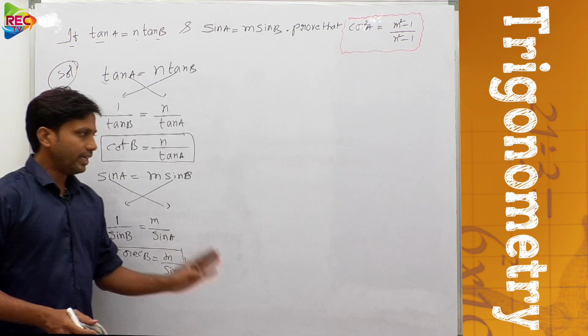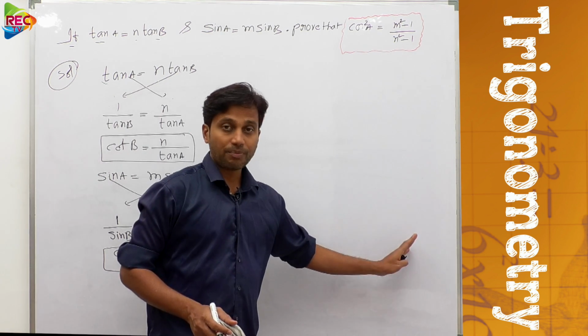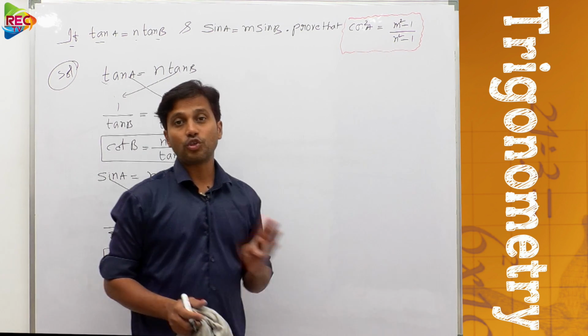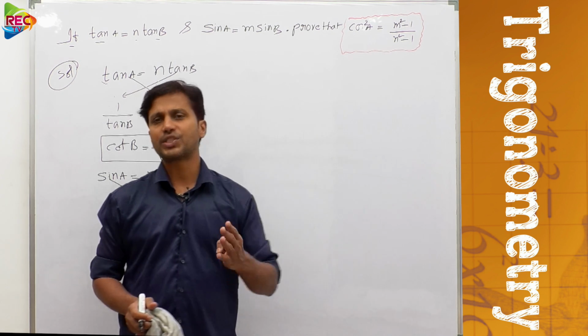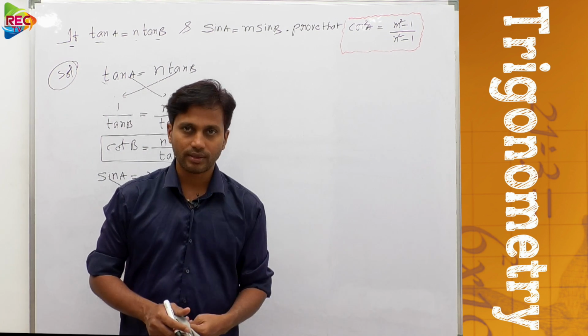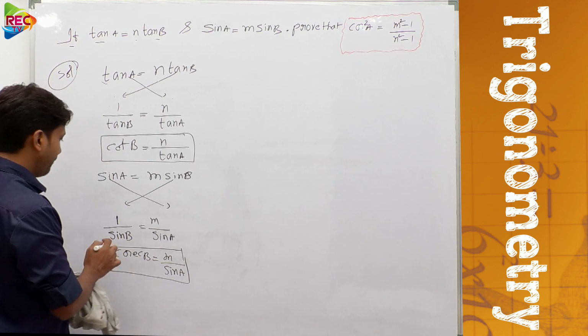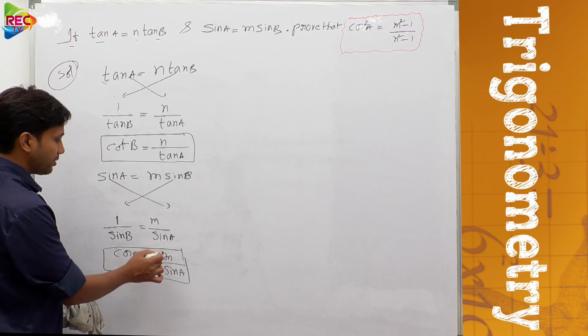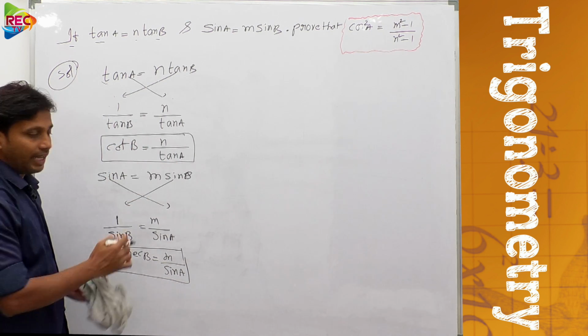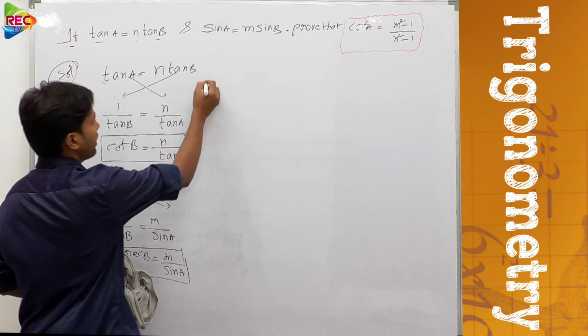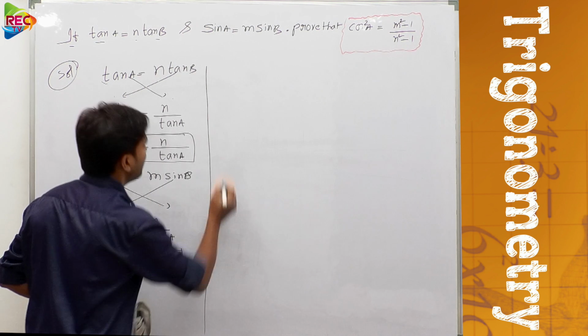Now I have already recalled the identity cosecant square B minus cot square B equal to 1, meaning cosecant square theta minus cot square theta equal to 1. So here we have the value of cosecant B in terms of m by sin A and cot B in terms of n by tan A. Can we substitute that or not? Let us write down the identity here.